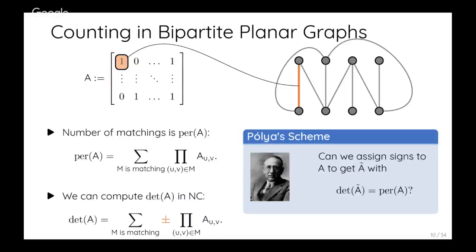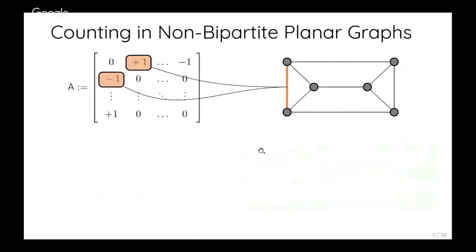Polya was the first person to ask this question. When you are given a 0-1 matrix, can you change some of the ones to minus one so that the determinant becomes the permanent of the original matrix? In other words, you want to change some of these ones to minus one so that all of the signs here become plus, so that there are no cancellations. And unsurprisingly, for bipartite planar graphs, you can always do this. That's the reason planar graphs are special.